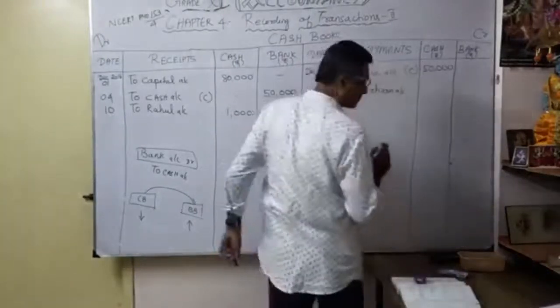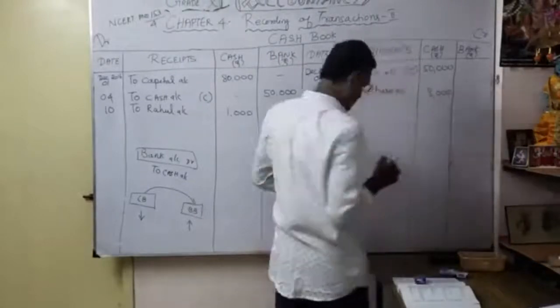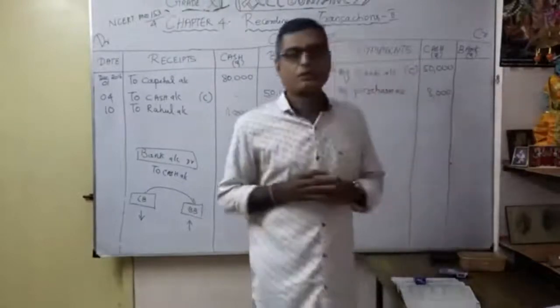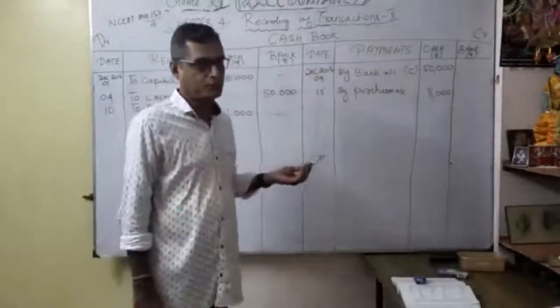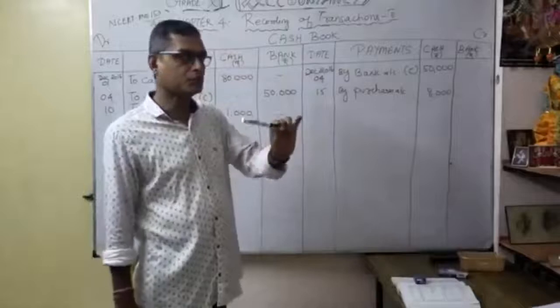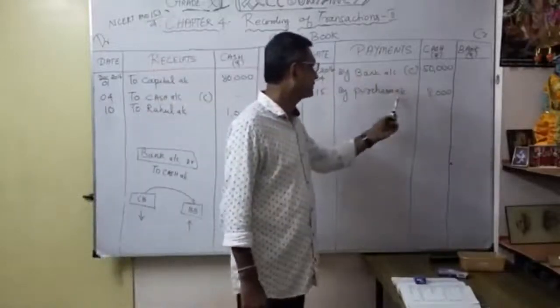8,000. Okay. You understood? This is a very simple one. So what is the entry? Purchases account debit to cash account. When you open purchases, you have to write to cash account. But here, in a cash book, by purchases account 8,000.